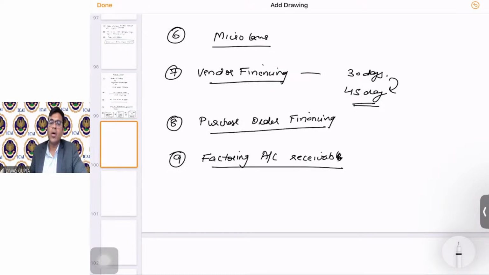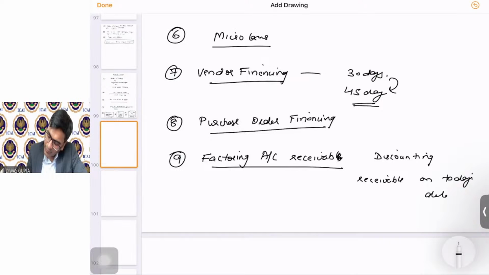Okay. Now factoring account receivable, students. Factoring means that I am getting my receivables discounted on today's date. Discounting receivables on today's date, realizing the amount today, right?